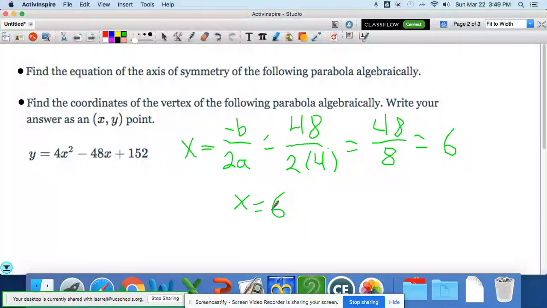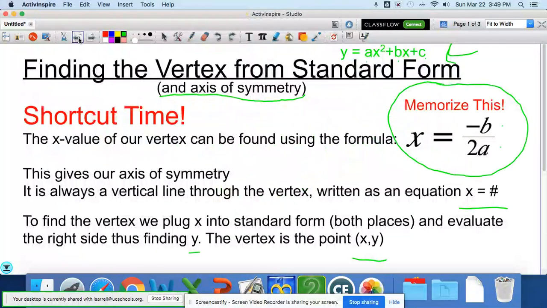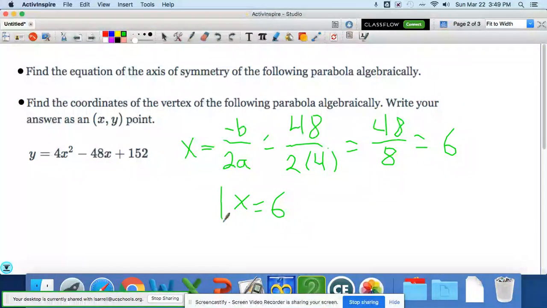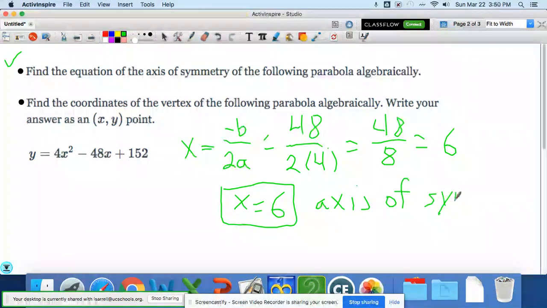Think back to that note page that you should have written down. When we have x equals a number, that is our axis of symmetry. So this is our axis of symmetry. If that was all you were asked to do, that's what you would type in and you would be done. Axis of symmetry. However, if you were trying to find the vertex, okay, the vertex, you're only partway done.